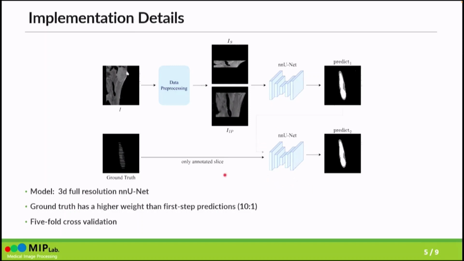The weight of the ground truth is higher than the first step prediction, and the gradient flows only to the annotated slice when trained with ground truth. After that, we perform 5-fold cross-validation and ensemble the results.